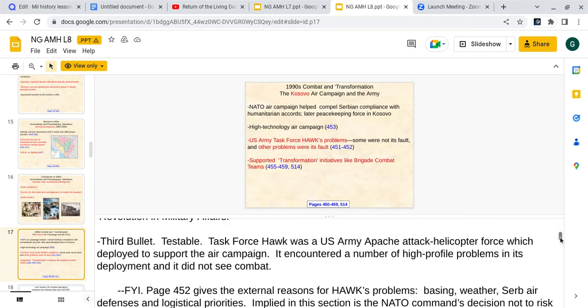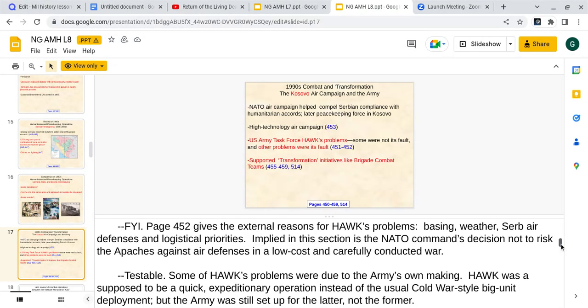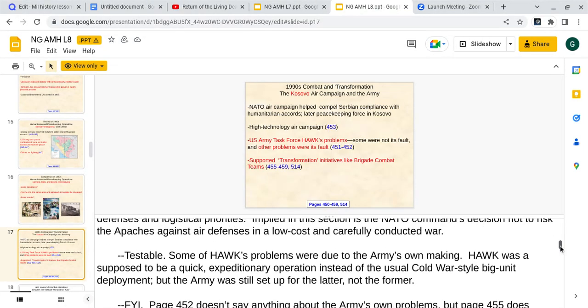Task Force Hawk was a U.S. Army Apache attack helicopter force which deployed to support the air campaign. It encountered a number of high-profile problems in its deployment, and it didn't even see any combat because there were so many problems, because it was hard to support these new helicopters that we weren't used to yet.